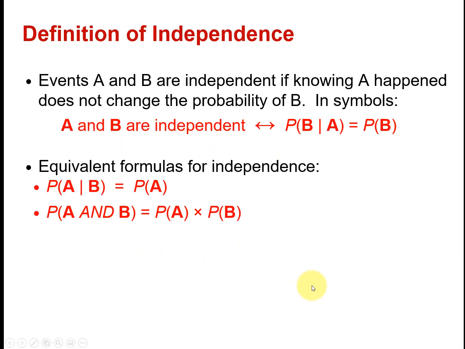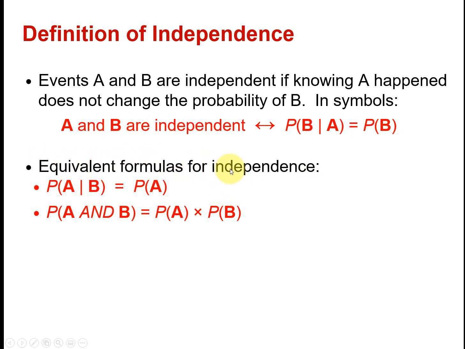The definition of independence: events A and B are independent if knowing A happened does not change the probability of B. So in symbols, A and B are independent if and only if the probability of B given A equals the unconditional probability of B. Same thing, just further conditions.